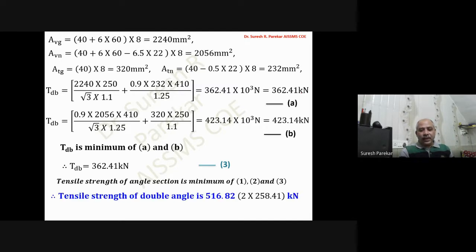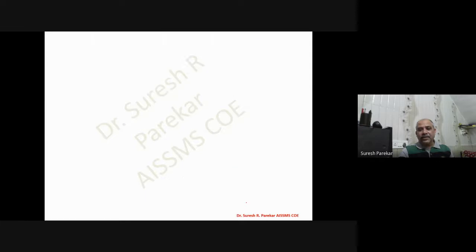And the tensile strength of the angle section is the minimum of 1, 2, 3. Now, as we have a double angle section, we are going to get the tensile strength as 516.82, because the minimum of the three for a single angle is 258.41, that is from TDG, and then we multiply it by 2, which gives me 516.81 kilonewton, which is greater than 500 kilonewton, and that will satisfy our criteria. So greater than 500 kilonewton, therefore safe. So likewise, we have to design first and then we have to analyze.